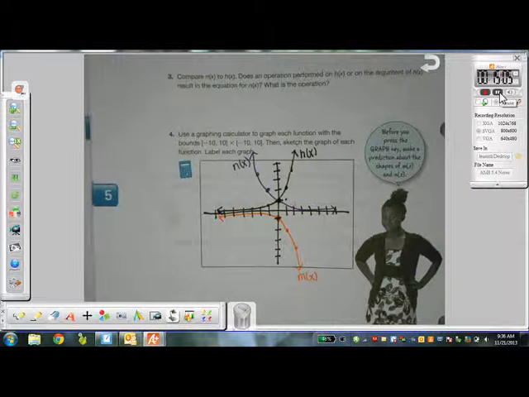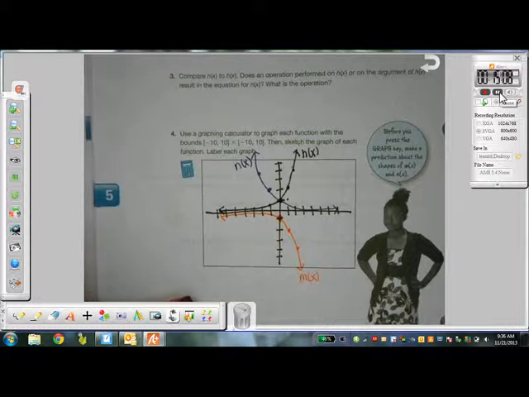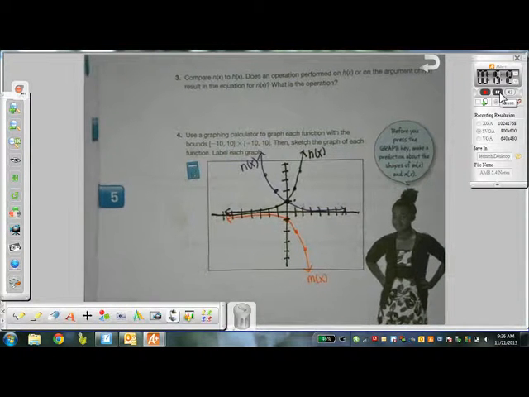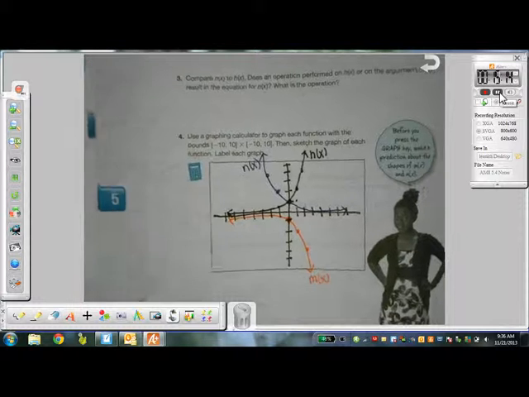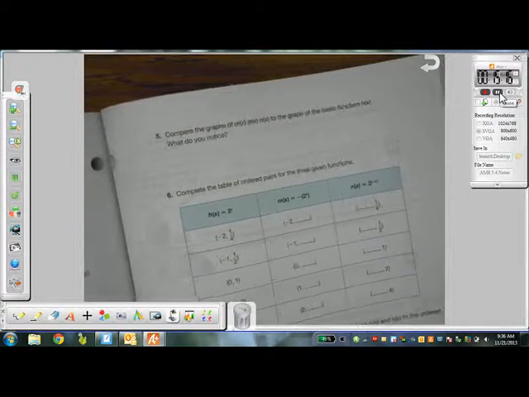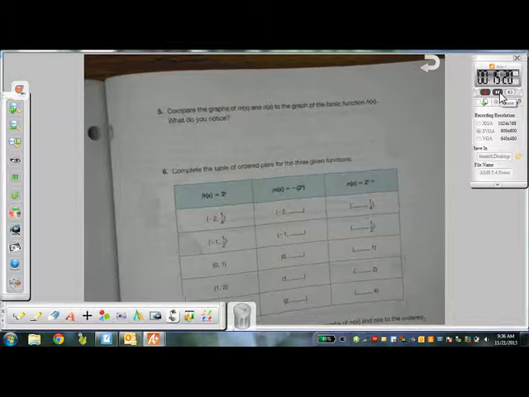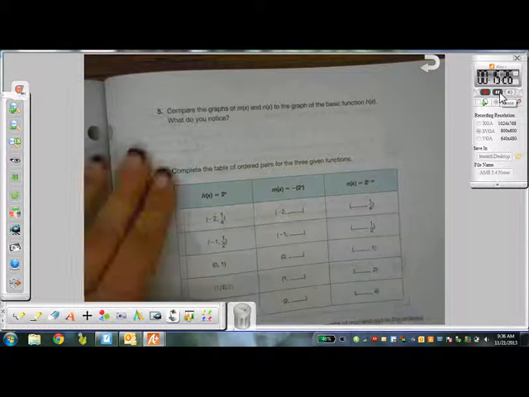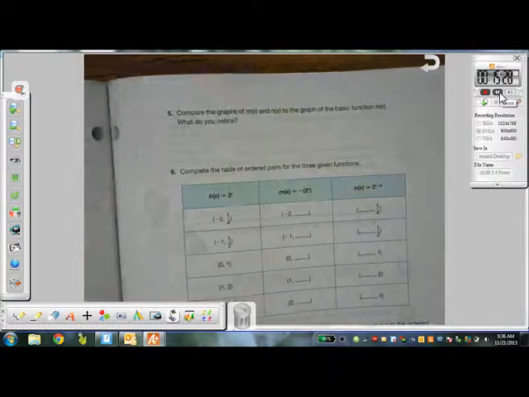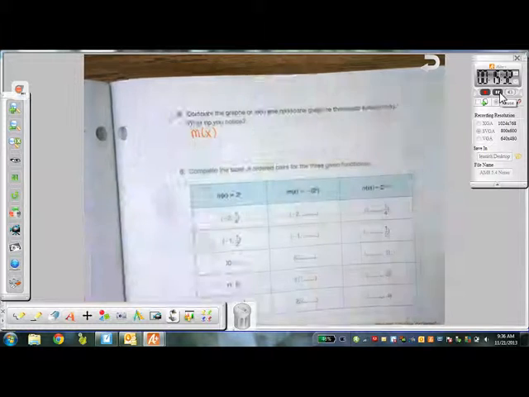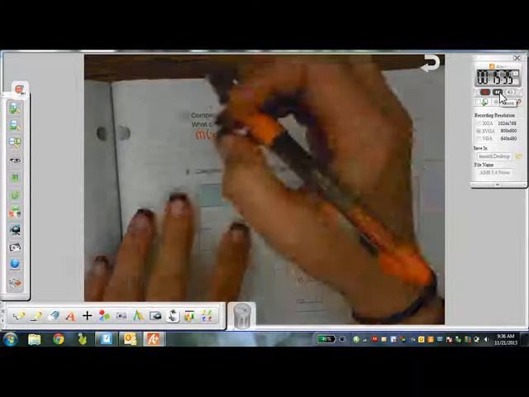Okay, so I actually do want to do number 5 and have you guys write it down so that way you have it written somewhere. So look at number 5. You can move the calculators off to the side right now. It says to compare m of x and n of x to the basic function. So let's do m of x first. What color was mine? Mine was orange. You can do this in the same colors if you want. So we would say m of x is a reflection.